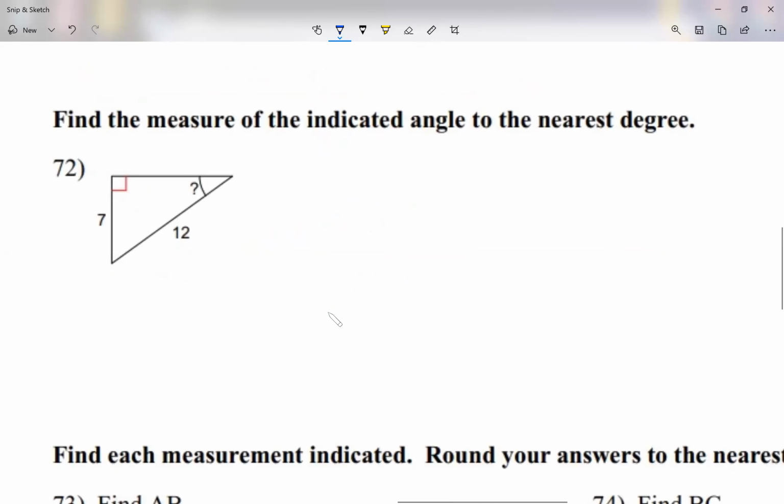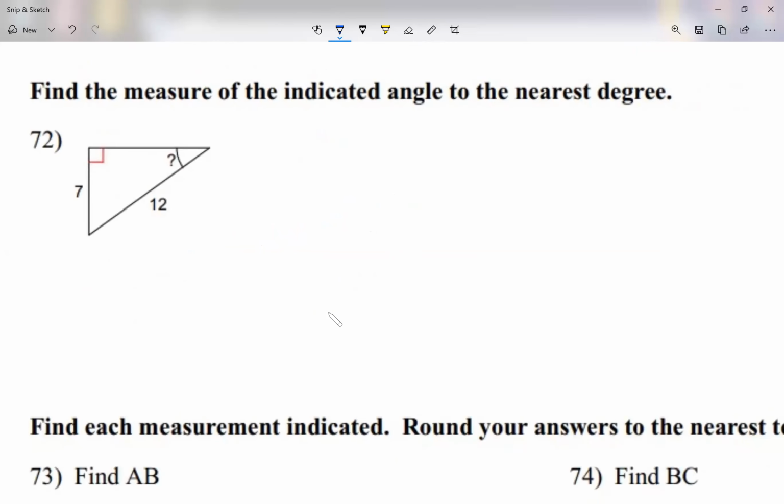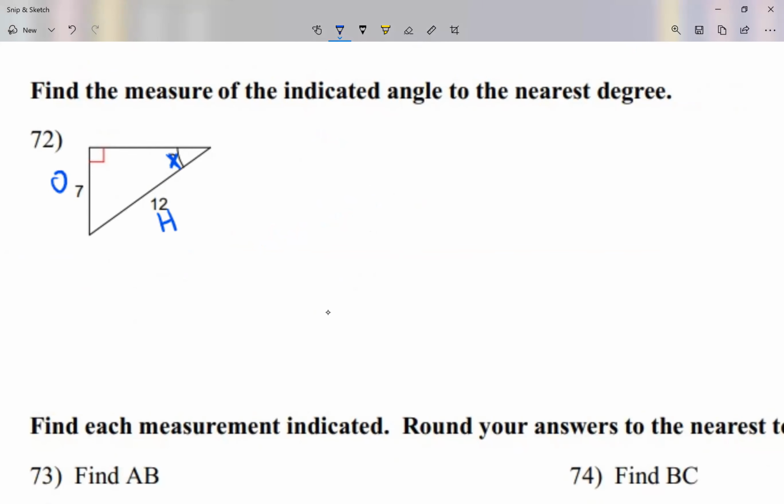Let's take a look at number 72. Find the measure of the indicated angle to the nearest degree. All right, so I'm going to solve for the angle now, but I'm going to the nearest degree, so nearest whole number. Now, this question mark, let me replace it with an X. Remember, in algebra, we learned that when we don't know the value of something, we replace it with a letter. I have the hypotenuse and I have the opposite. So that means I'm using sine. So I'm just going to say sine of x, because it's always of the corner. Sine of x is equal to 7 over 12.